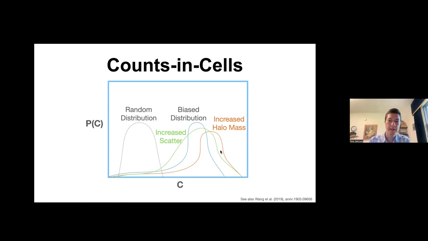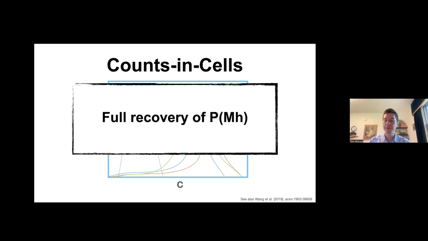So there's actually a lot of information in the overall shape of this counts in cells distribution, which is lost in something like a correlation function where you weight by source counts. So counts in cells is one promising new method for thinking about not only what is the characteristic halo mass, but simultaneously what is the scatter, what is the duty cycle, and all of that together. So, a full recovery of the distribution of host halo masses in a possibly less noisy way than a clustering function that's weighted towards the most biased galaxies.